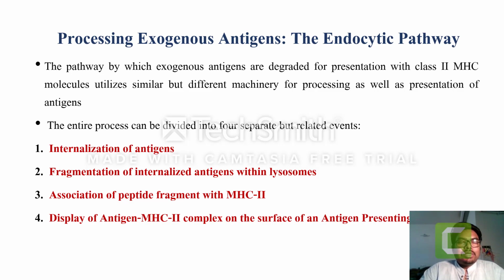Also, processing and presentation of antigen is done by special cells which are known as antigen presenting cells. Okay? The entire process may be divided into 4 separate but related steps or events. First, the internalization of antigenic protein or antigen itself, then fragmentation of the internalized antigen within lysosome, association of peptide fragments with class 2 MHC molecules, and finally, the display of the antigen MHC class 2 complex on the surface of antigen presenting cells.